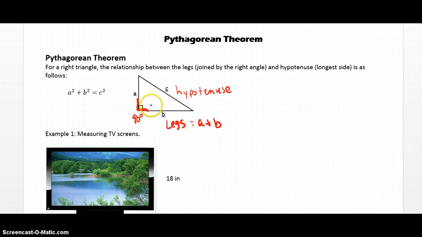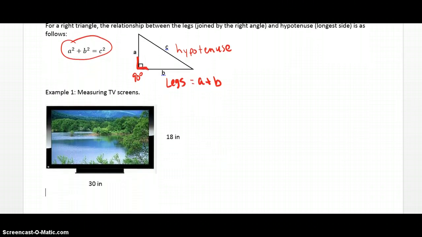A lot of times we call the two legs the A and the B, and the hypotenuse we call length C. And then, of course, the Pythagorean theorem puts it all together and says a squared plus b squared equals c squared. Let me show you one example for how you can use it.